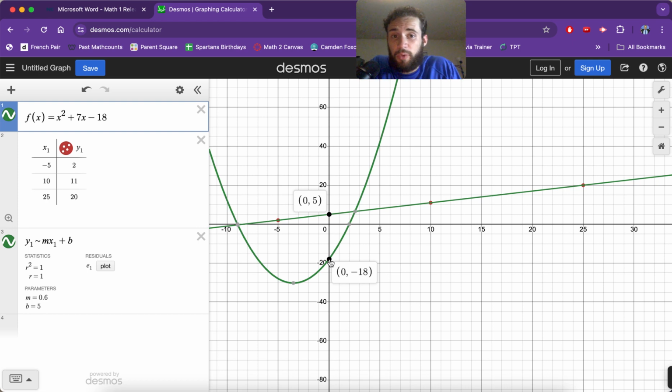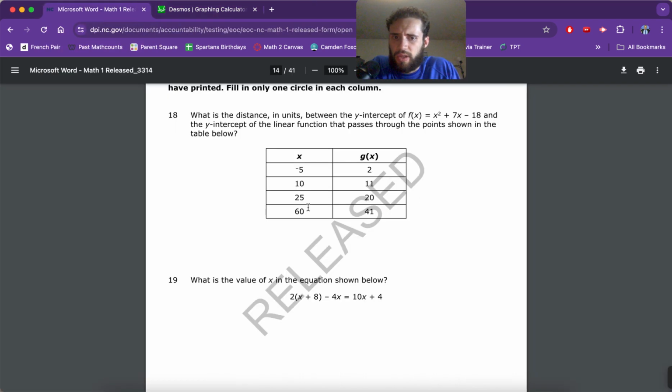Think about it for a second. I would have some students who would say, 13 apart, just 18 minus 5. No, you're doing 5 minus negative 18, which is 5 plus 18 is 23. Or you could just go, all right, this is 18 away from the origin. This one's 5 above the origin, so that's a total of 23. That's probably the smart way to do it, so you're not going to overthink it or mess up a negative or something. All right, so they are 23 apart.